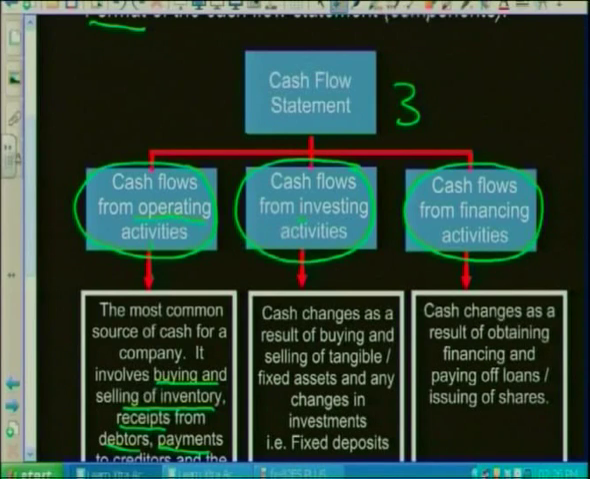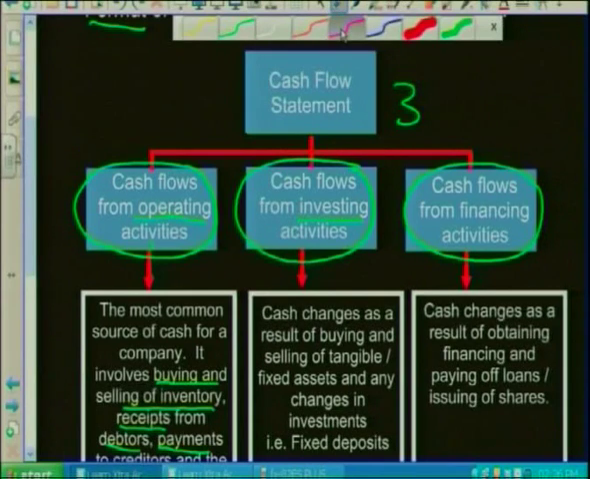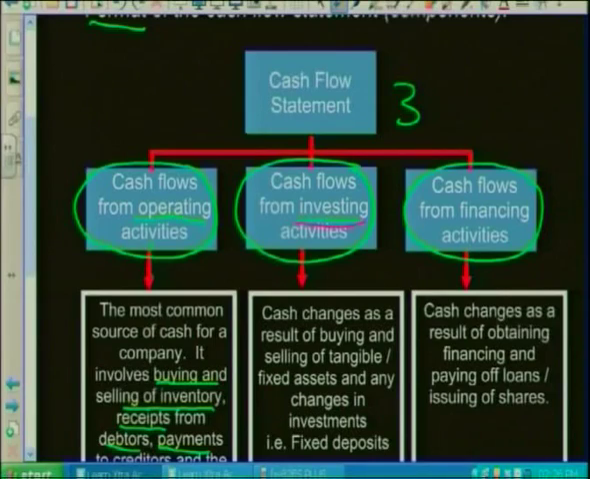Right, that was our first section of our cash flow statement. Let's now move on to cash flows from investing activities. Remember, your company needs certain fixed assets or certain non-current assets in order to operate. So immediately we think of vehicles, we think of buildings, we think of equipment. All of these items fall under investing activities.